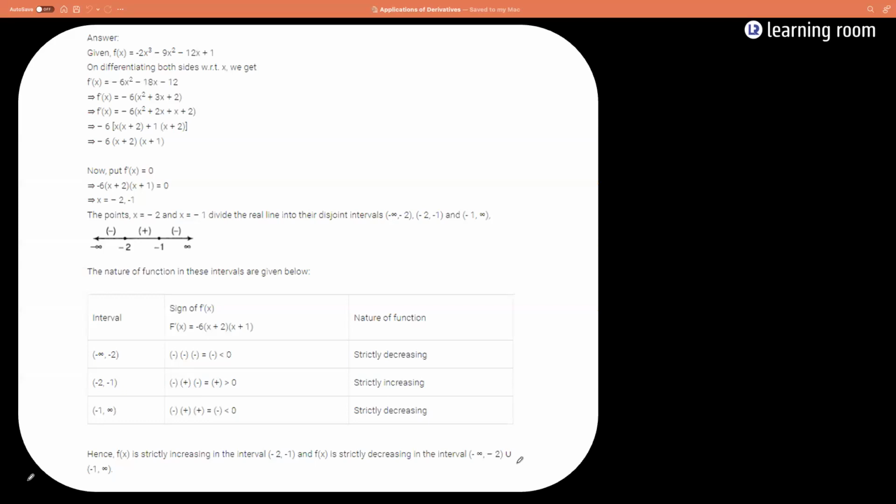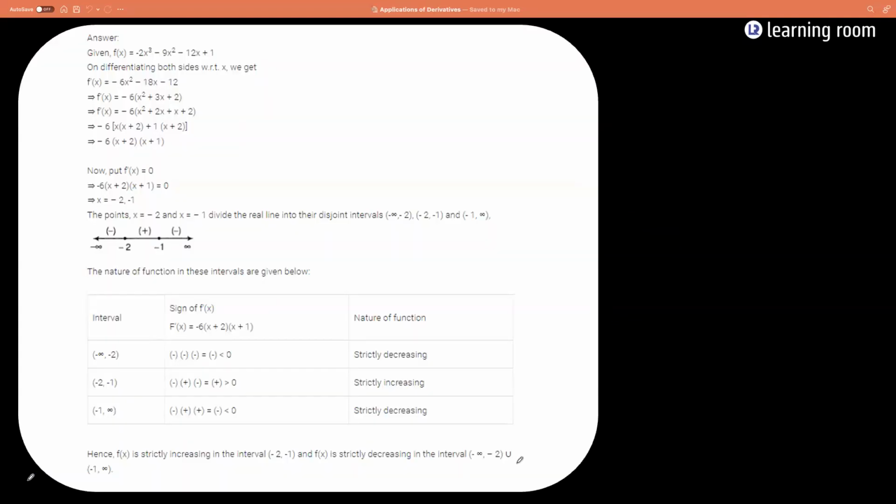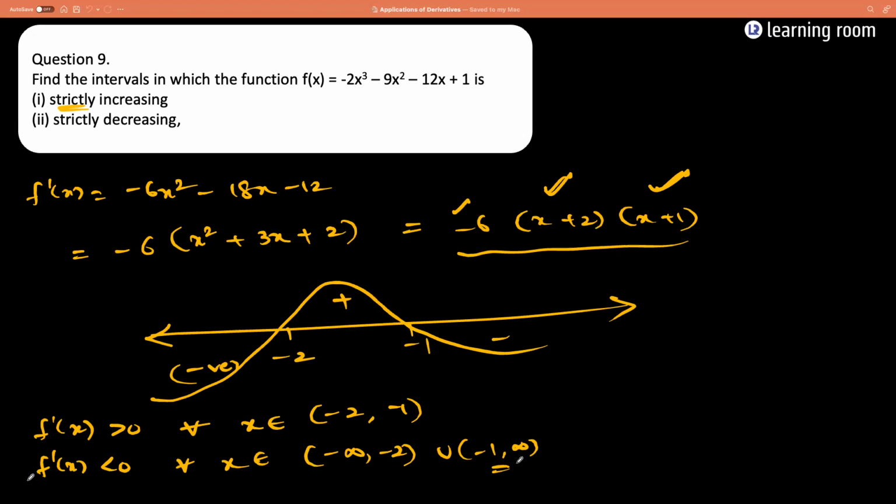Let me check the answer. Minus infinity to minus 2 union minus 1 to infinity. It is decreasing, no? Correct. Shall we proceed? Yes, sir.